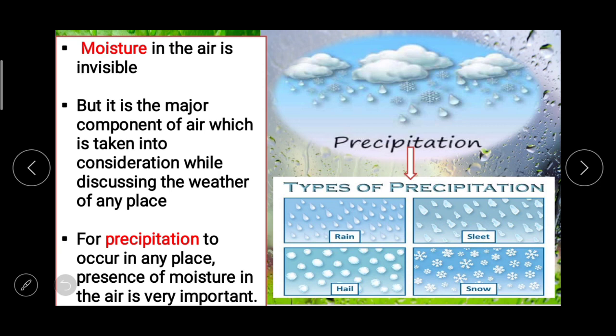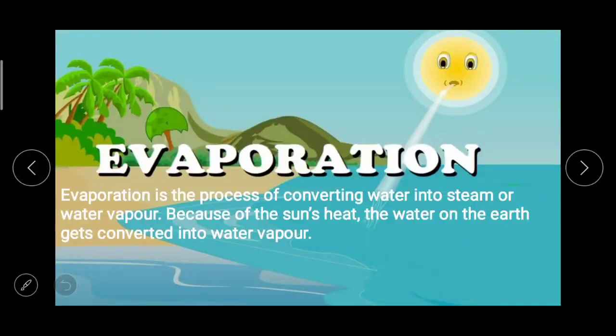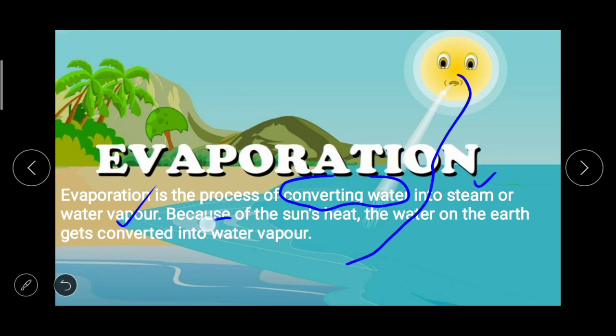It is rain, sleet, hail or snow. Now one by one we will study this in detail, and the first concept is evaporation. You people are already familiar with what evaporation is. Evaporation is the process of converting water into steam or water vapor because of the sun's heat. Here you can see, because of the sun's heat, the water on the earth gets converted into water vapor.